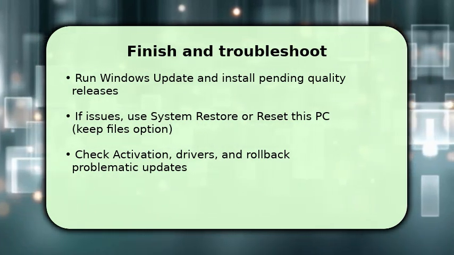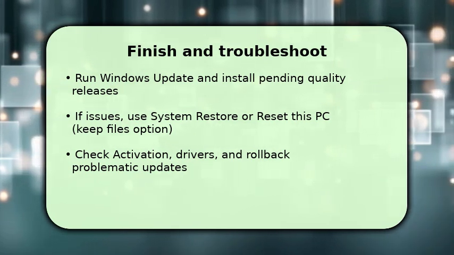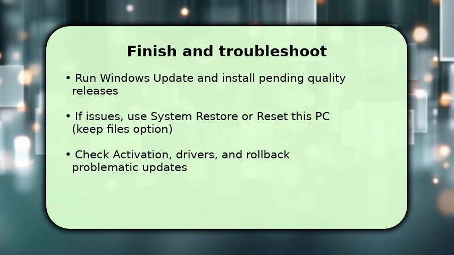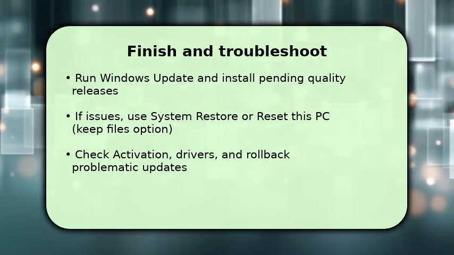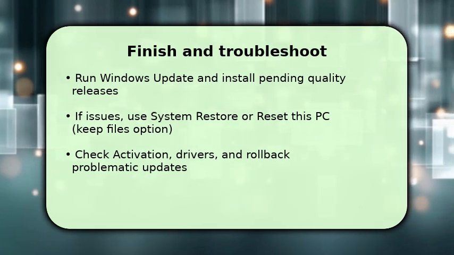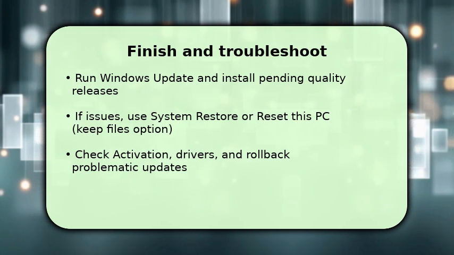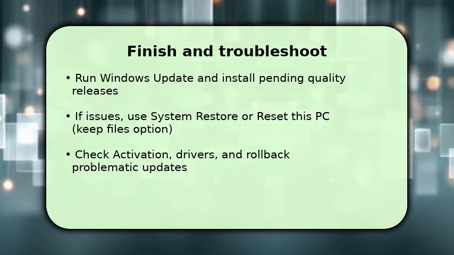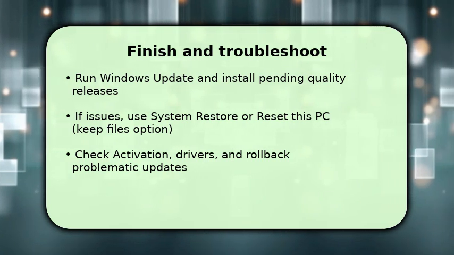If you encounter problems, immediately use System Restore Point or Settings, Recovery, Reset this PC, and choose Keep My Files to recover. Make sure activation is valid and reinstall or roll back drivers if hardware acts up. If a specific update causes trouble, uninstall it from update history. These steps get you back to a stable, supported Windows 11 environment.